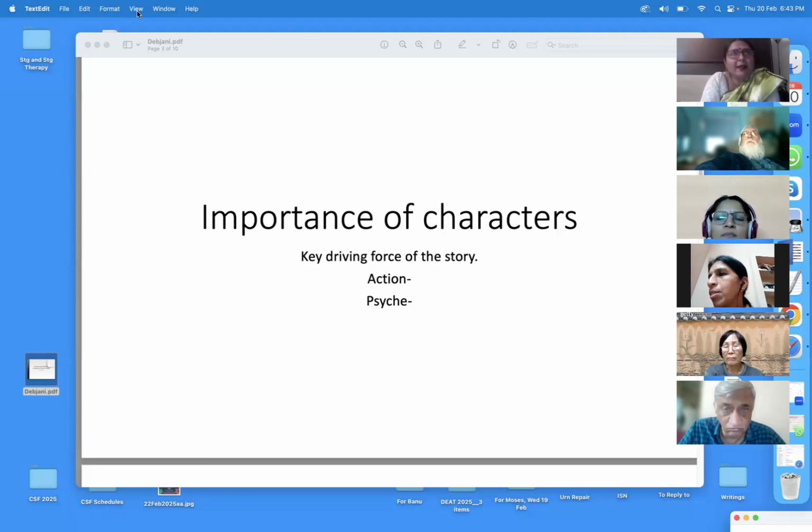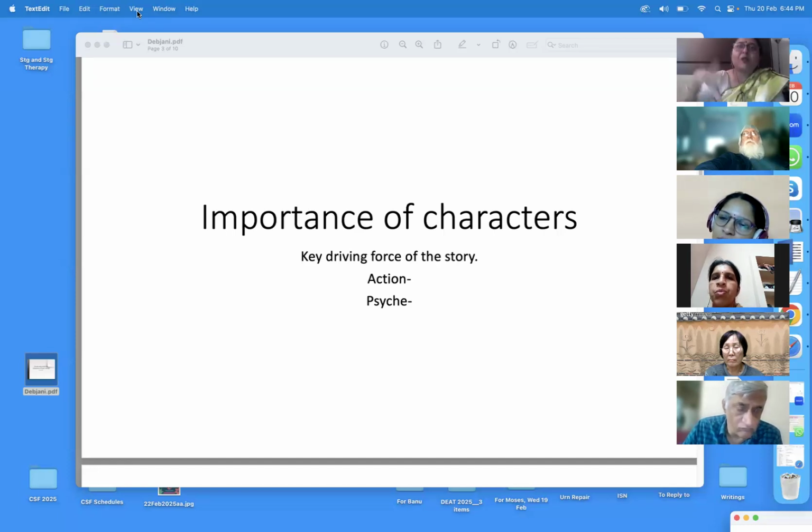So basically, we see that there are stories wherein plots are given more importance. So we call that plot-driven stories. Okay, and there are stories earlier where more importance was given to events or incidents or plot. Then slowly, what happened? We started going deeper into the psyche of the characters.